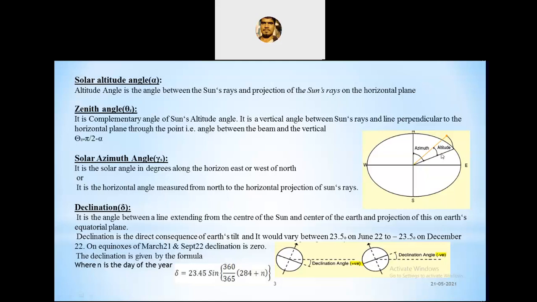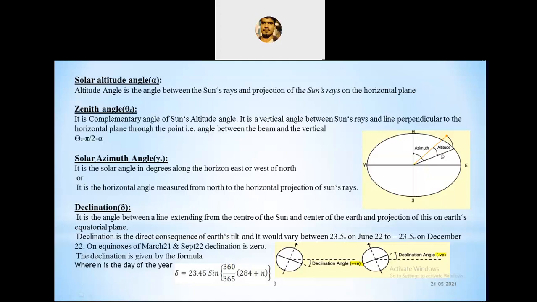Clear? It is called the solar angle or altitude angle. It is a vertical angle and it is a projection of sun rays. Sun rays project onto the horizontal plane, and the angle that comes out, we can call it the solar altitude angle, alpha.